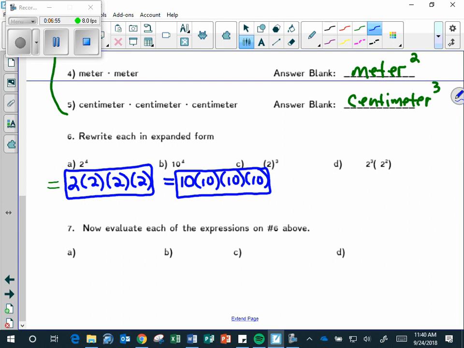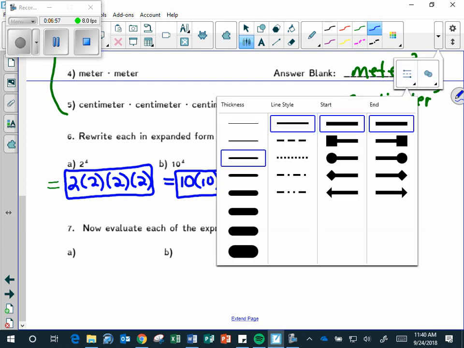Sorry, I'm going to try to make my pen a little tinier here. It's not quite so fat.